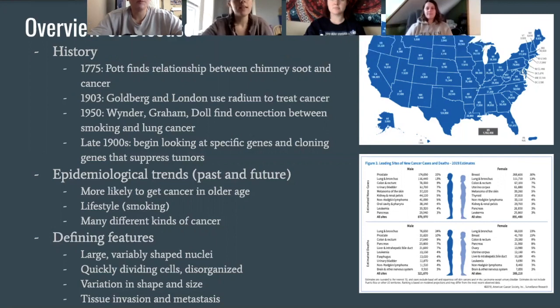And during the late 1900s, scientists began to look at the specific genes that were being mutated to cause cancer and started cloning genes that suppressed the cancer by targeting those genes that were commonly mutated.